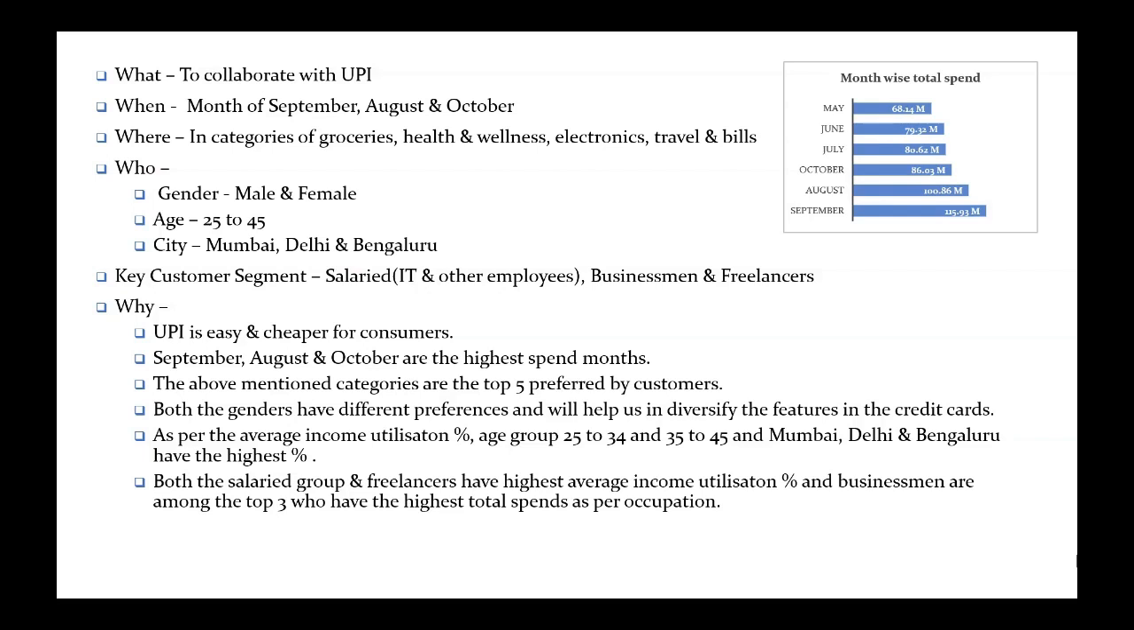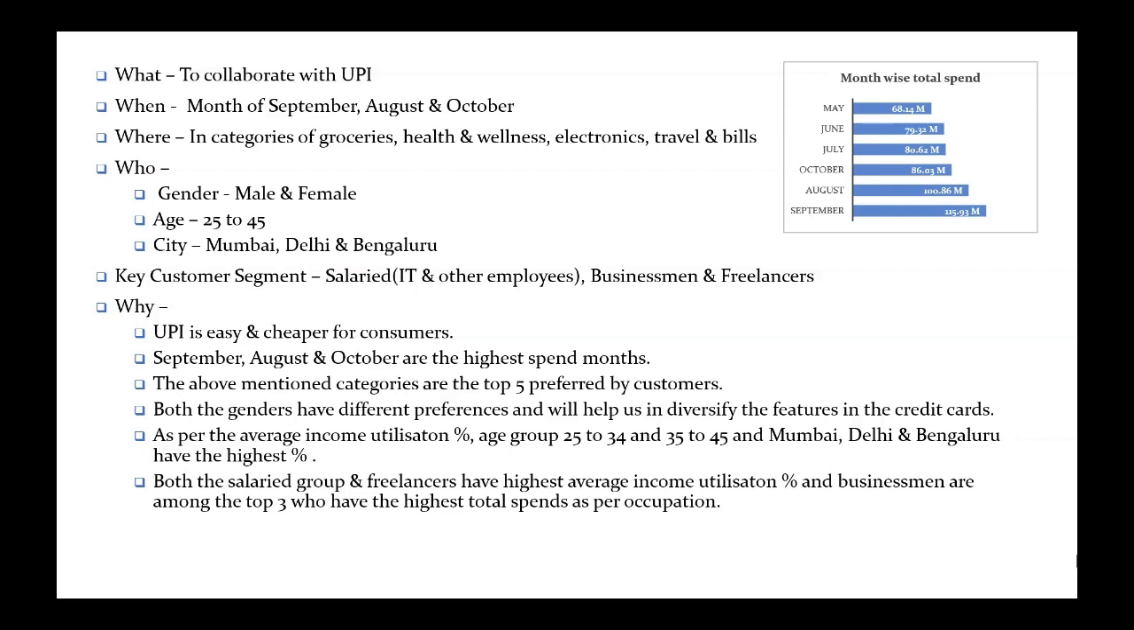Then who? We should target both male and female because they have different preferences. Like for female, in top categories, it was health and wellness, but for male, it was electronics. So this diversification will help us in providing more diversified features in the credit cards.